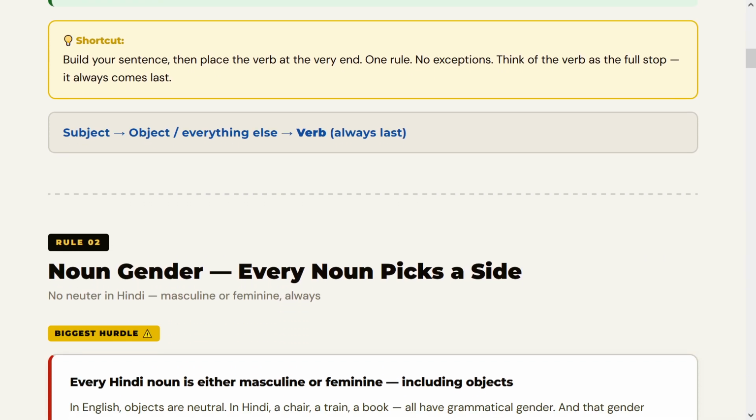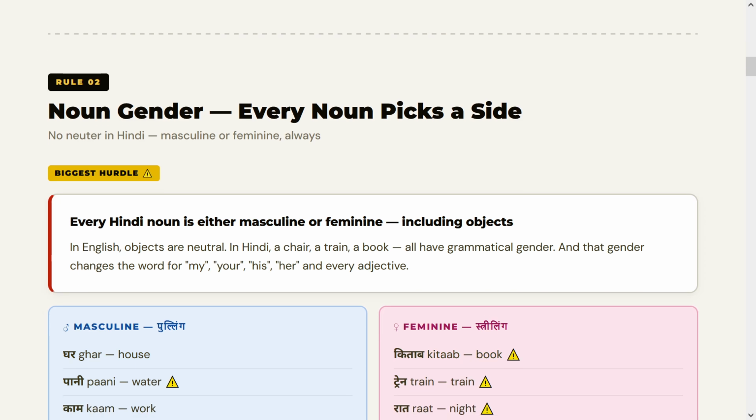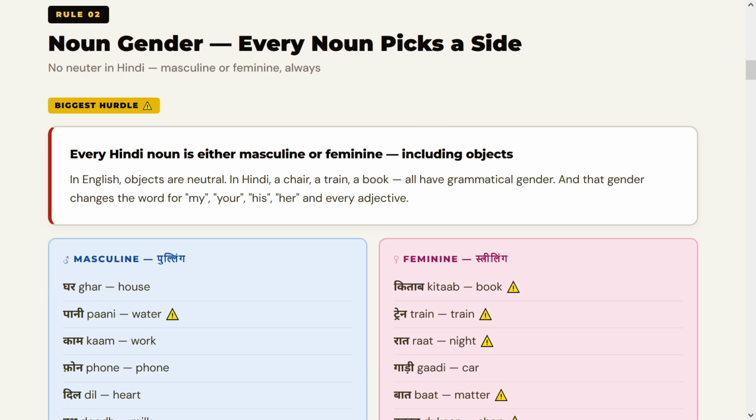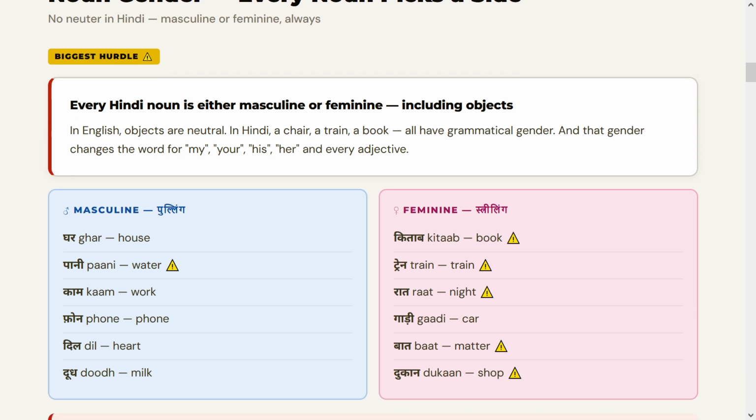Rule number 2, noun gender. Every noun picks a side. This is the rule that surprises English speakers most. In English, objects are neutral. A book is a book. In Hindi, every noun is either masculine or feminine, and that includes objects. A book, a chair, a train, a night. All have grammatical gender, and that gender changes the word for my, your, his, her, and every adjective around the noun.